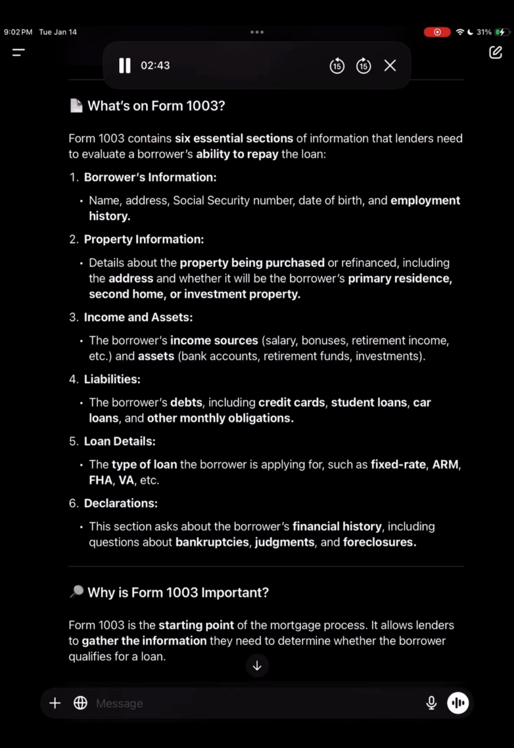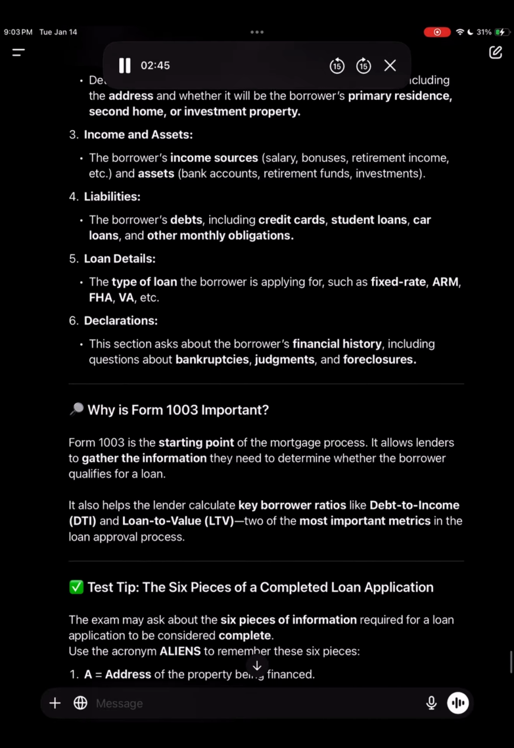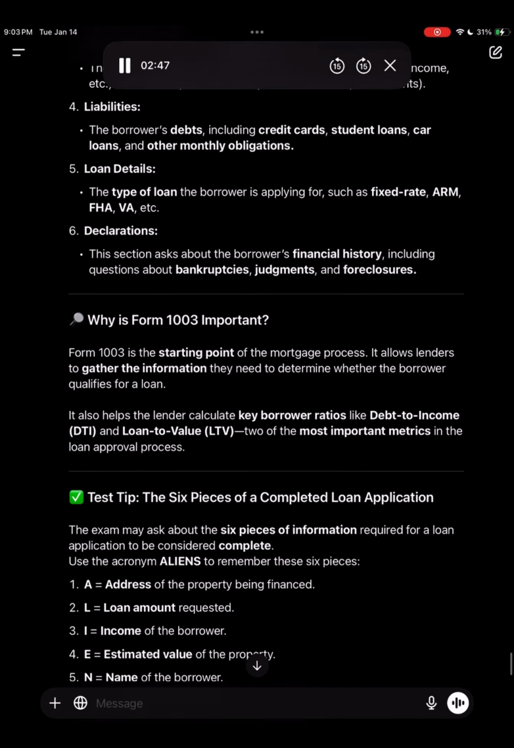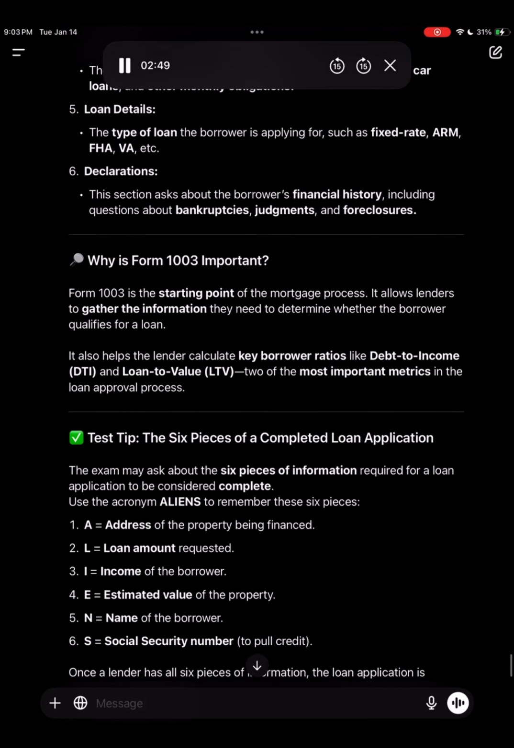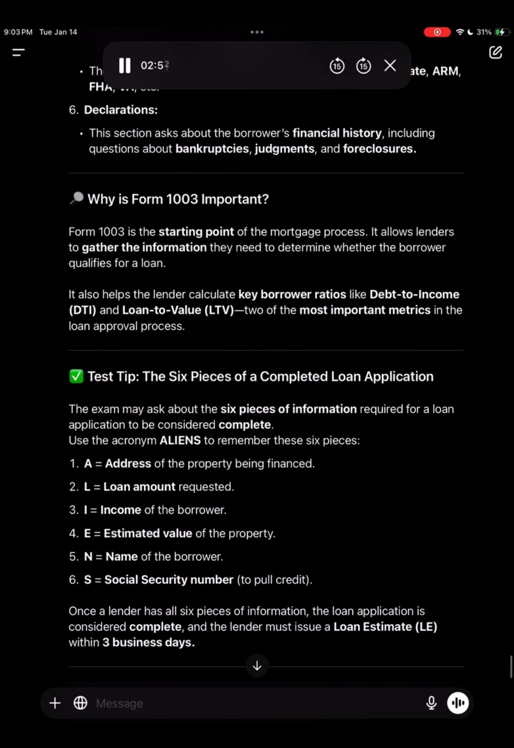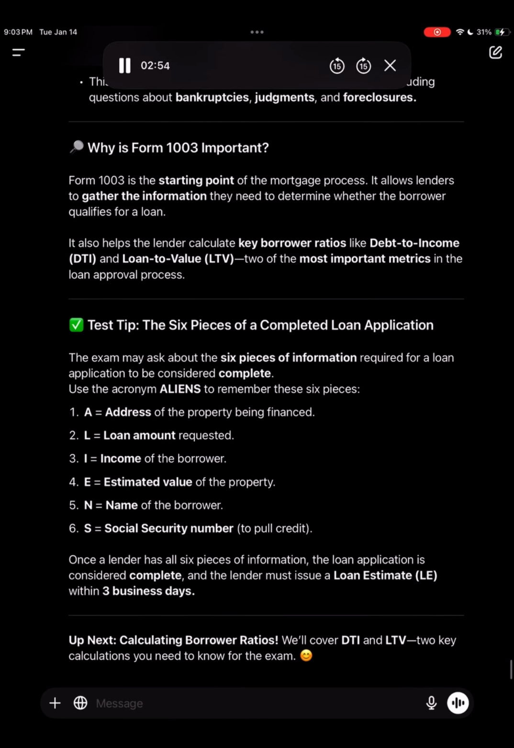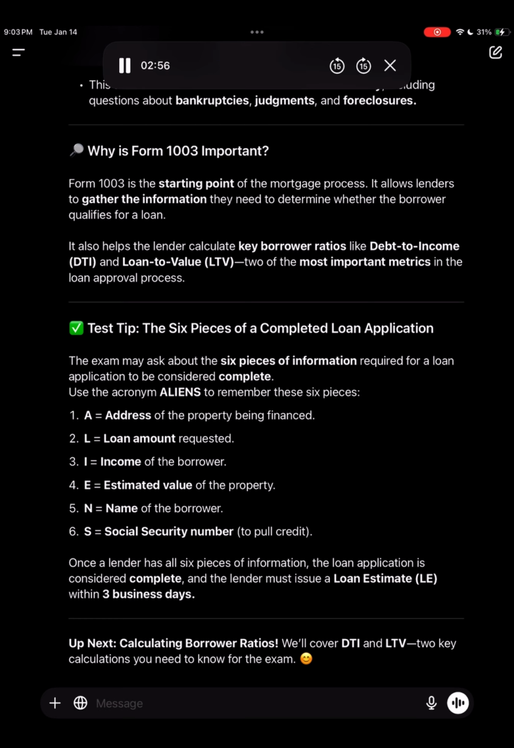Why is Form 1003 important? Form 1003 is the starting point of the mortgage process. It allows lenders to gather the information they need to determine whether the borrower qualifies for a loan. It also helps the lender calculate key borrower ratios, like debt to income and loan to value, LTV, 2 of the most important metrics in the loan approval process.